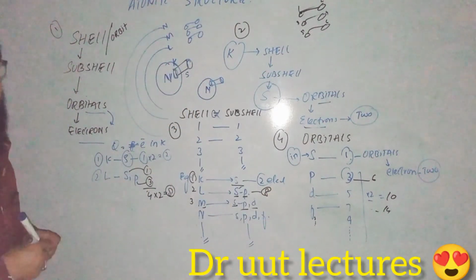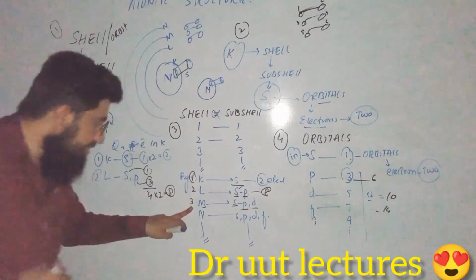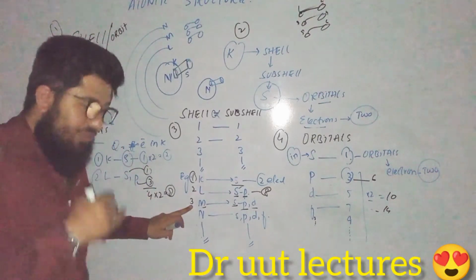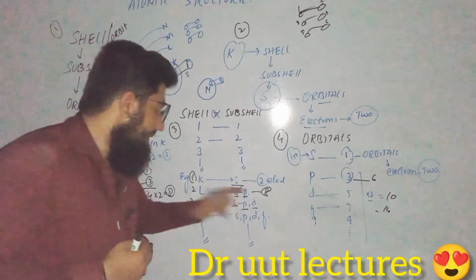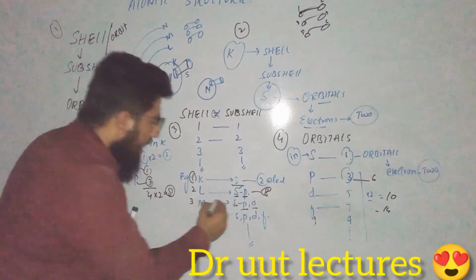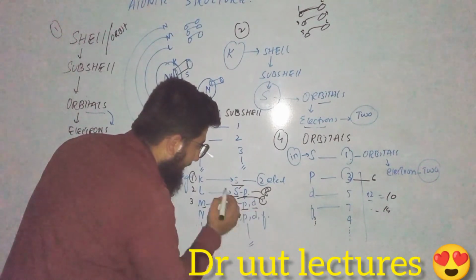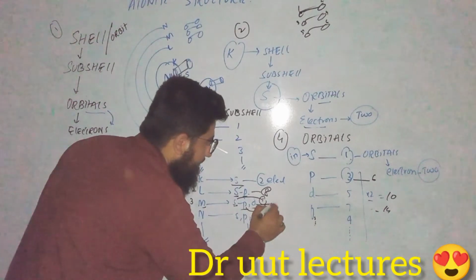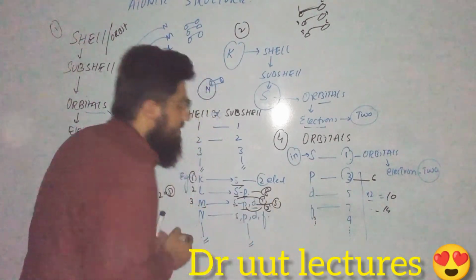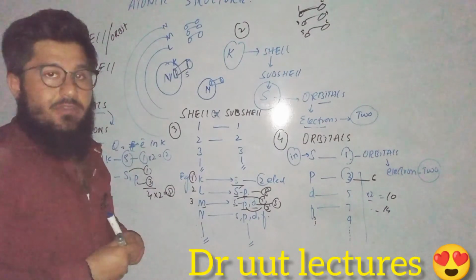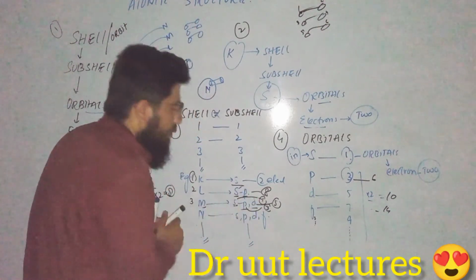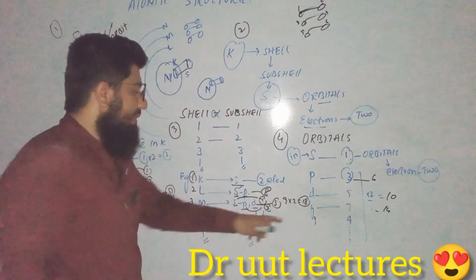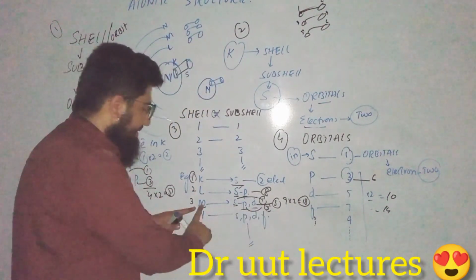Let me solve the next one for you also, that is the M shell. It is the third shell, so there should be 3 subshells: S, P, D. S has 1 orbital, P has 3 orbitals, and D has 5 orbitals. Now add all these together: 5, 3 and 1. 5, 6, 7, 8 and 1, 9. So 9 multiplied by 2 equals 18. We will have 18 electrons in the M shell.